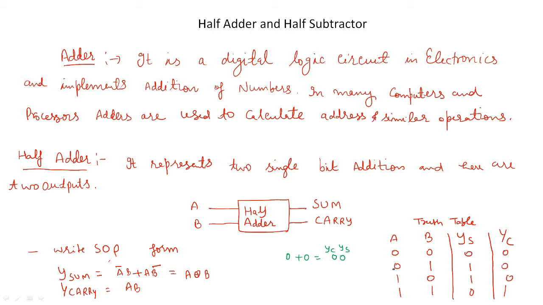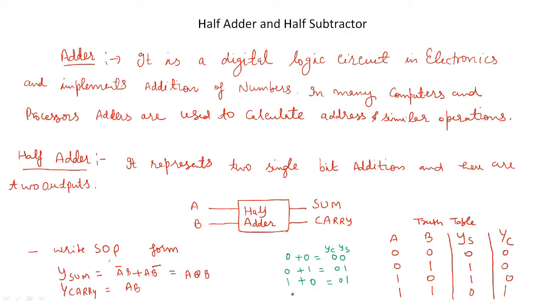Now the next inputs are 0 and 1. See here 0 plus 1 will be equal to 1, so we can write it as 0 1. Here your sum will be 1 and carry will be 0. Now the next inputs are 1 and 0. So 1 plus 0 will be equal to 1 again, so we can write it as 0 1. Your sum is 1 and carry is 0.